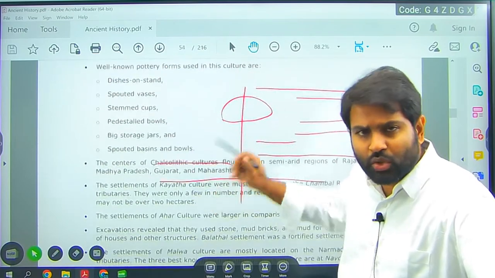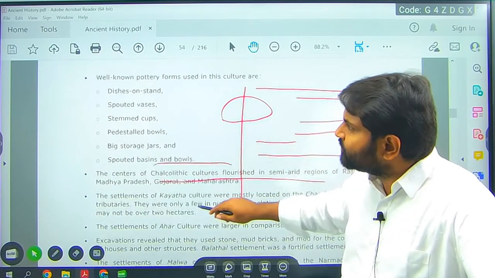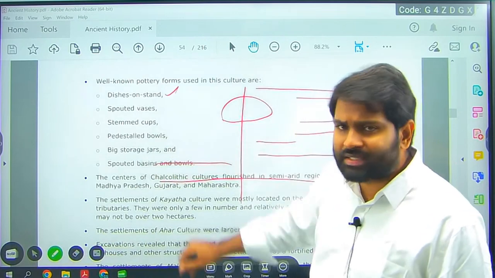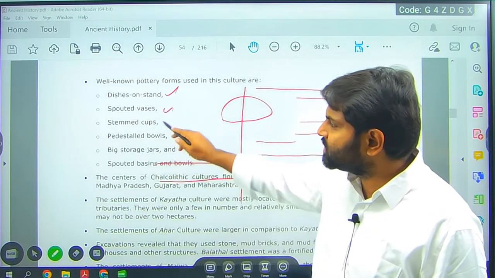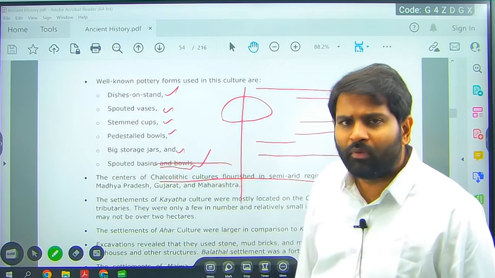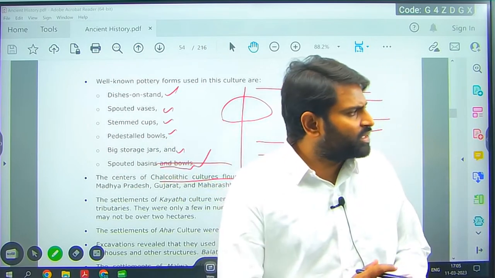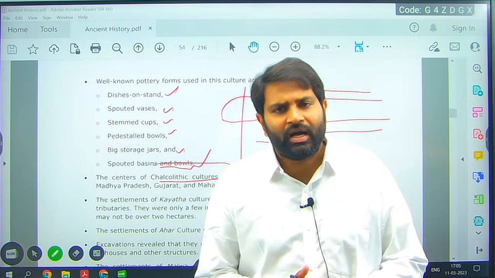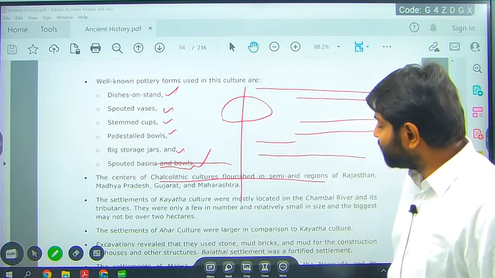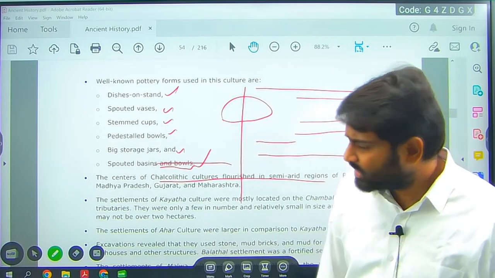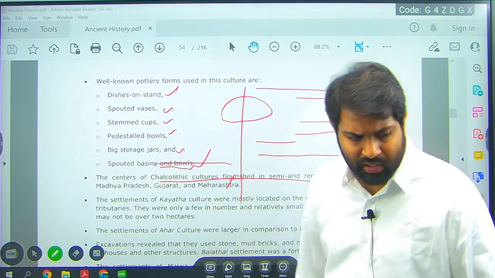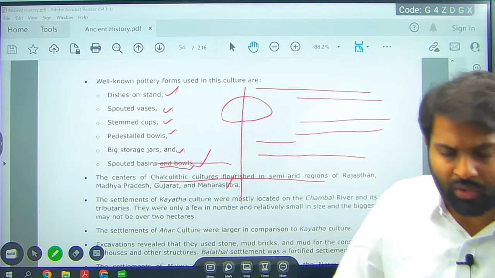Apart from that, even stone tools were also being used contemporarily. Well-known pottery forms of this culture are dishes on stand, spouted vases, stemmed cups, pedestal bowls, big storage jars, spouted basins and bowls, mostly for accompanying domesticated agriculture, rice, wheat, barley especially. The centers of these cultures flourished around Rajasthan, which is a semi-arid region, Madhya Pradesh, Gujarat, Maharashtra, where this pottery also evolved.